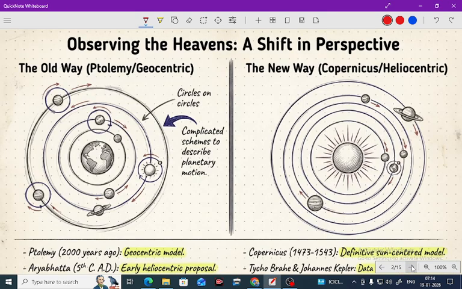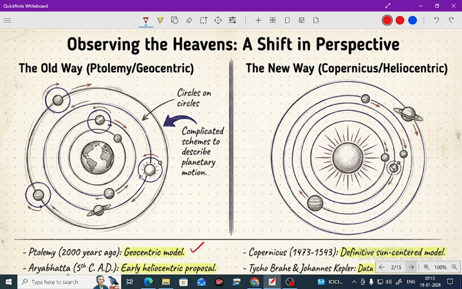Observing the heavens, a shift in perspective. Ptolemy, geocentric, circles on circles, complicated schemes to describe planetary motion. The new way, Copernicus, that is heliocentric. You see, in this way, the revolution of the planets is shown. Ptolemy, 2000 years ago, showed a geocentric model.